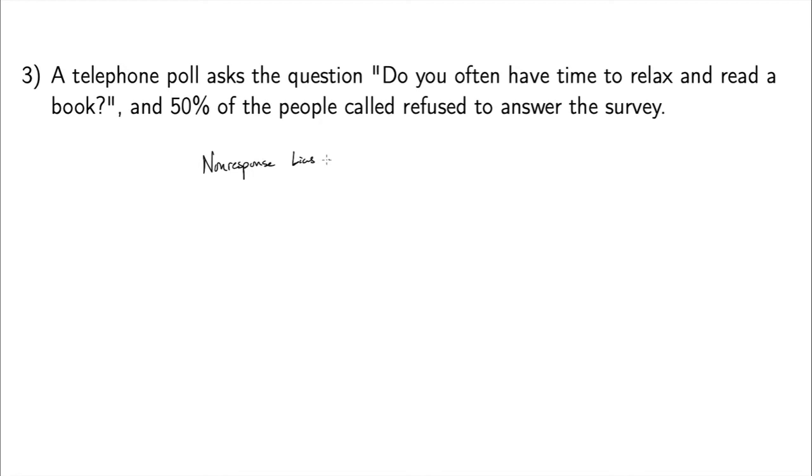Those people probably have different answers to this, because people that do have time to relax and read a book probably have more time to respond to a telephone poll. And then, of course, on the other hand, people that don't have time probably don't have time to answer questions in a telephone survey. And so you're missing out on those answers.